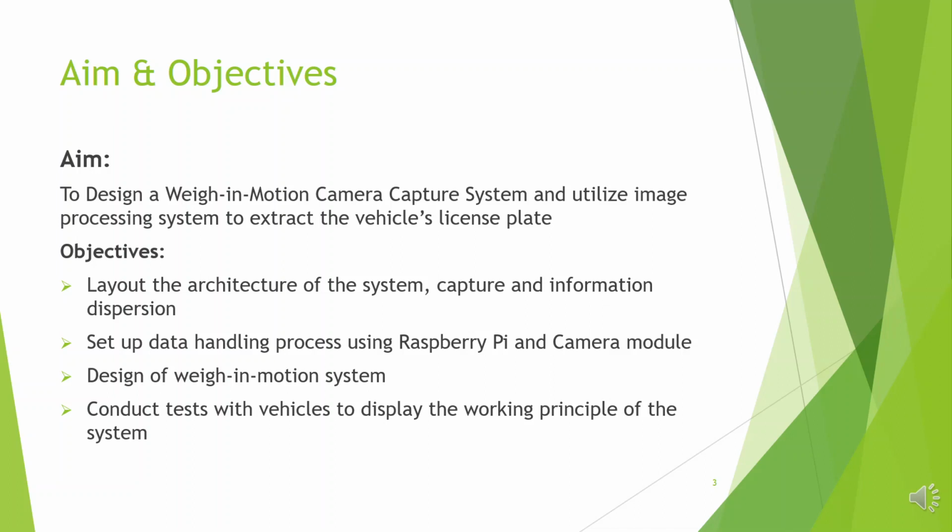Firstly, to lay out the architecture of the Weigh-in-Motion system, gather information on how to capture the vehicle and send data. The second objective is to use Raspberry Pi and the Pi camera to capture the video and image and send to a computer directly. The next objective is to design a Weigh-in-Motion system and then conduct tests with the vehicles and models to display the working principles of the system.